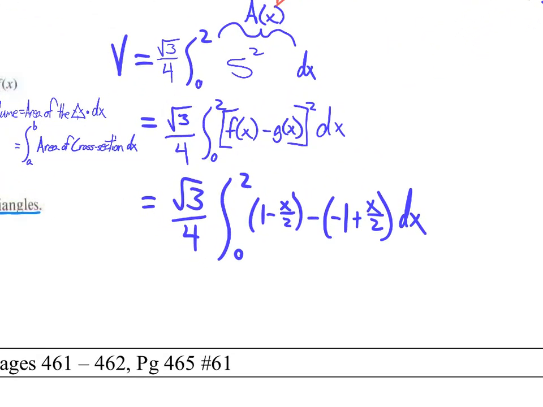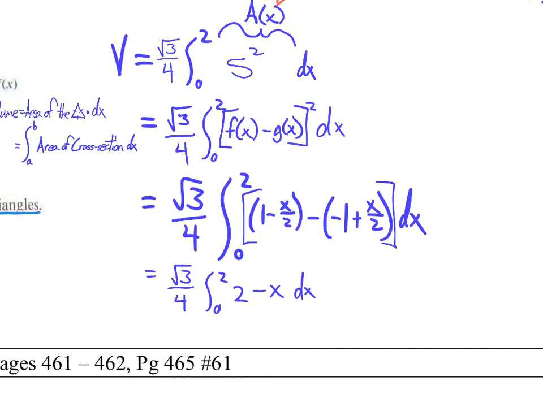Do a little more simplifying. Shouldn't you put a big bracket to show that your dx is modifying both? Yeah, you can, but it's not obligatory, because the integral symbol and the dx are kind of like a grouping, like a bracket. Everything between those is what you're taking the integral of. It's an understood thing, but you could put it. So, 1 minus a negative 1 is 2. Negative x over 2 minus x over 2 is 2x over 2, or just minus x.